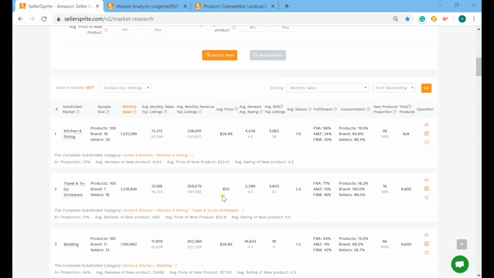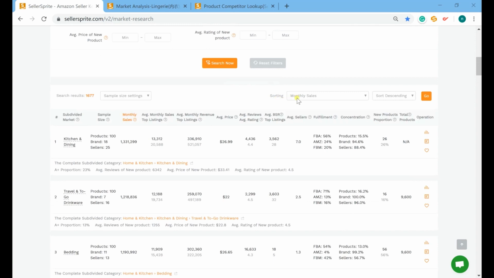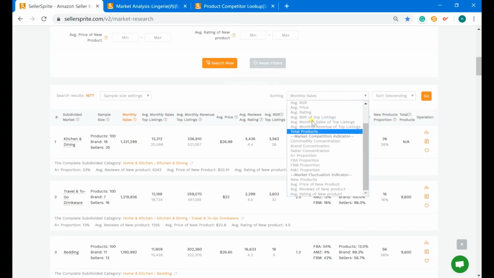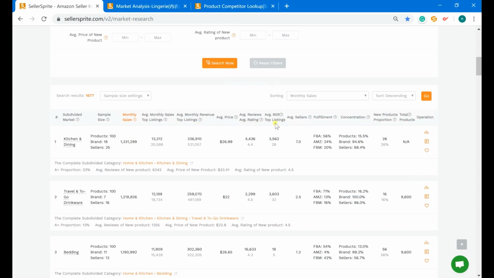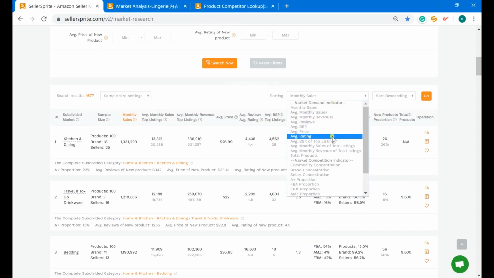First, sort the markets. The conditions for market sorting are taken from the dimensions at the head of the market report. You'll need to pick one to sort the reports. That is, find the most important one among all your product discovery conditions according to your own situation.